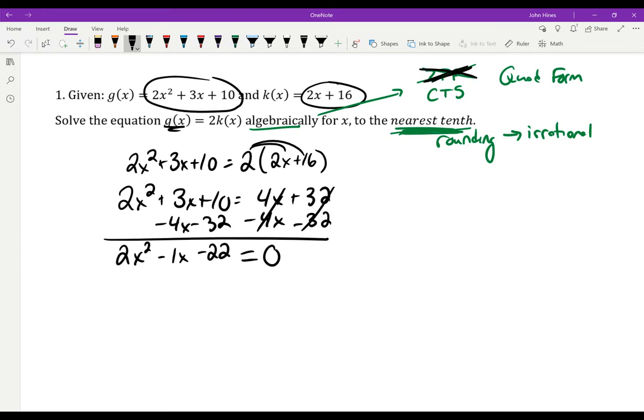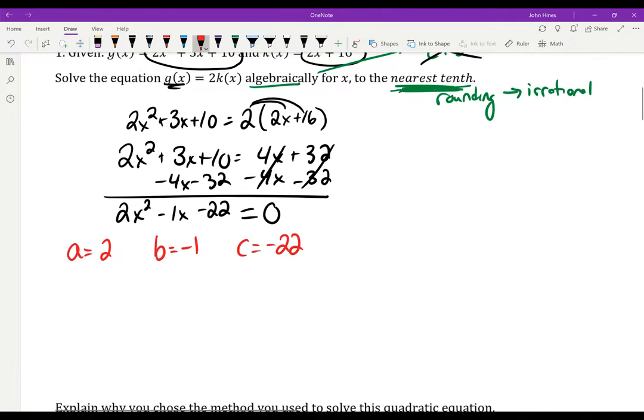We already said factoring and the ZPP is out. We're not going to use that technique because I know I'm going to round my answers. Completing the square is also out. In theory, I could do it, but I have to deal with the leading coefficient, which just makes it hard. It's not even, so I'm going to have to deal with fractions and more decimals. So let's just use the quad formula. Give me an A, 2. Give me a B, -1. Give me a C, -22.